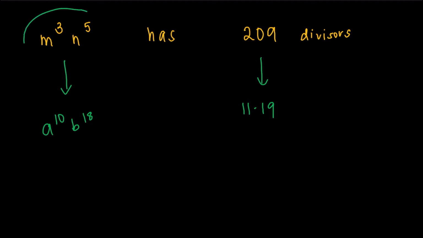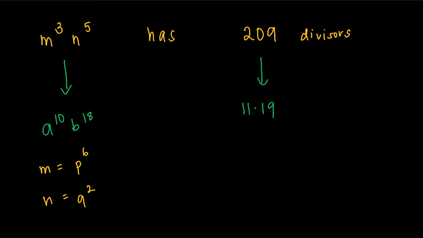So m cubed n to the fifth should look something like this. Now, I think it's rather interesting here that 10 is divisible by 5 and 18 is divisible by 3. In fact, that's going to be the motivation for us to write m as a certain prime number p raised to 6, because 3 times 6 is going to give 18. And then 5 times 2 is going to give us 10, so I'm motivated to put n as q squared.